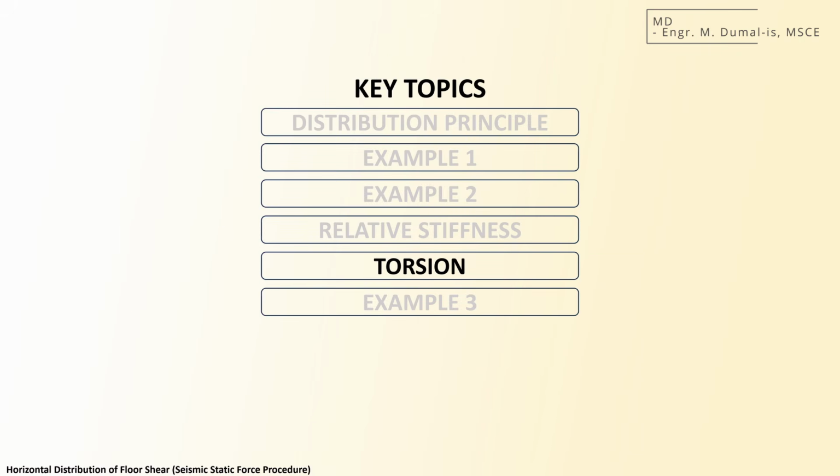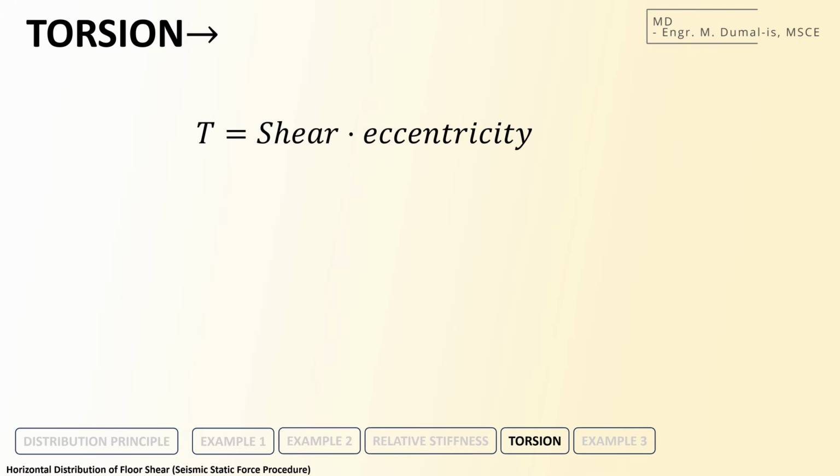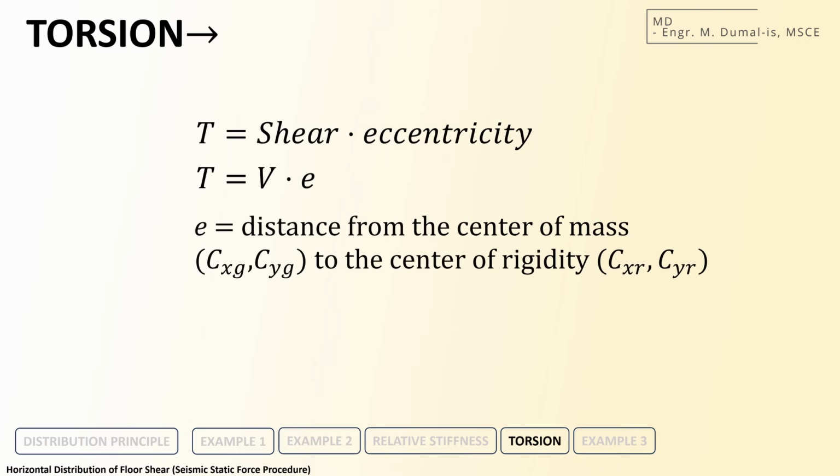Next to address is the computation of torsion. Torsion arises when a shear force acts at an eccentricity, E, defined as the perpendicular distance between the center of gravity, Cg, where the seismic force is applied, and the center of rigidity, Cr, the structural system's stiffness centroid. This eccentricity generates a torsional moment, T equals V times E, inducing rotational demand on the structure.